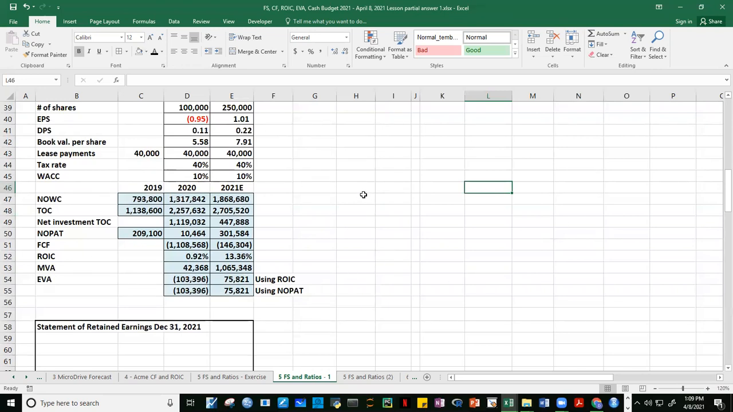So you'll be able to compute for this, guys, because we already know what NOWC, net operating working capital, is. We know that this is operating current assets minus operating current liabilities. And then TOC is simply your NOWC plus net fixed assets. So you should be able to compute for this easily, guys. Based on this, for 2020, you have your free cash flow.